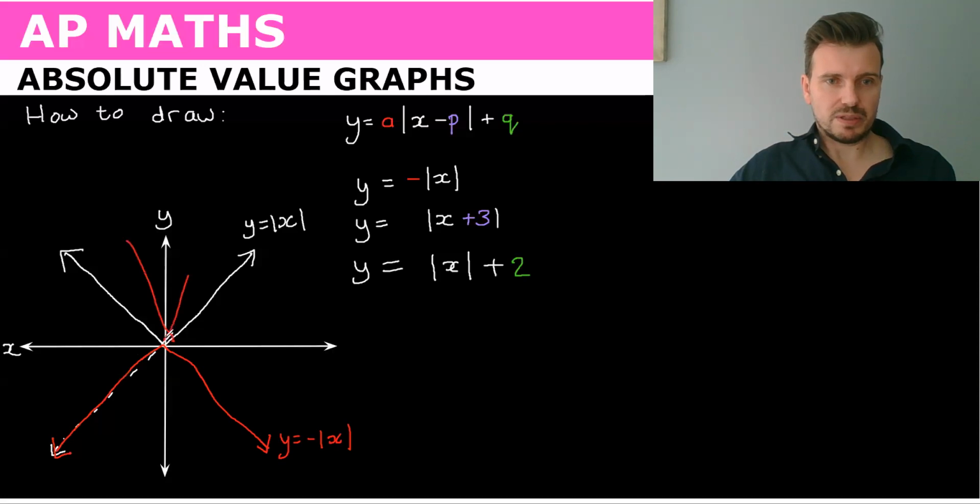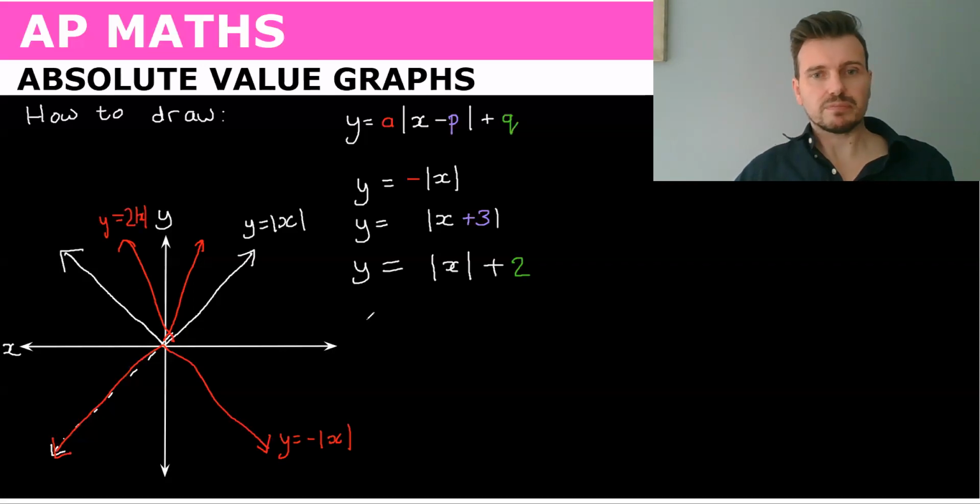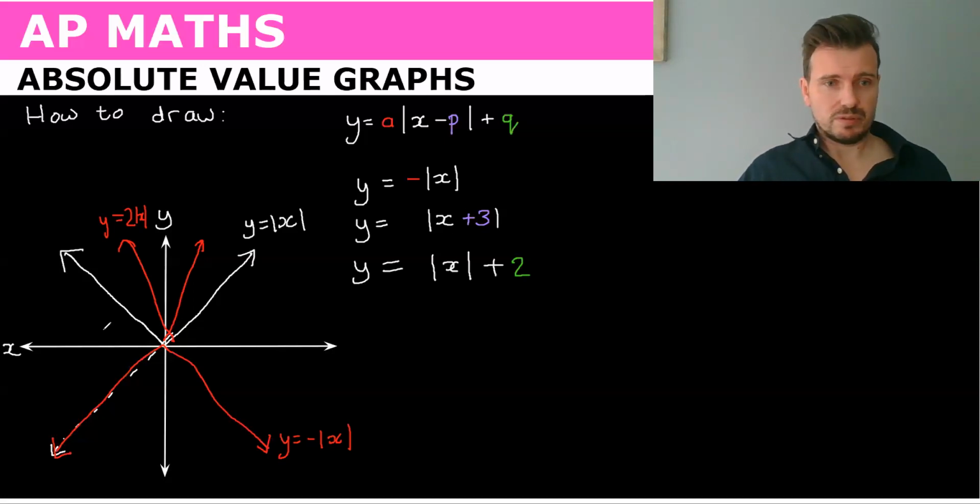So this might be y equals 2 absolute value x. Now let's look at +3. Well, +3 is going to shift the graph to the left, because positive shifts it backwards. So it's simply going to shift this regular graph backwards to -3.